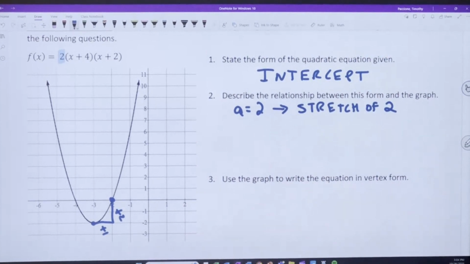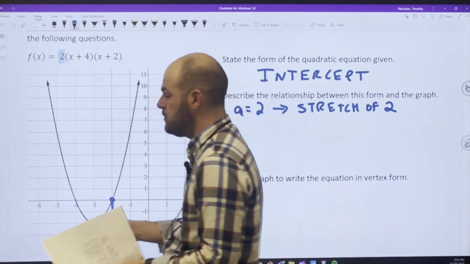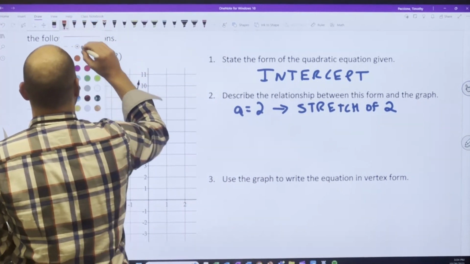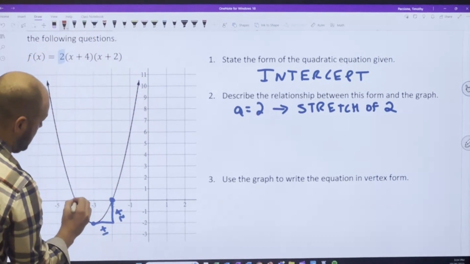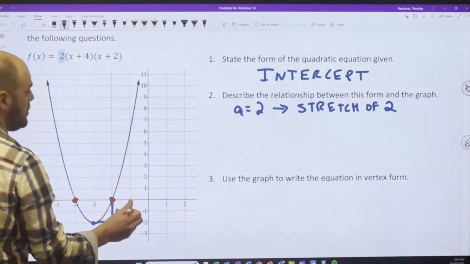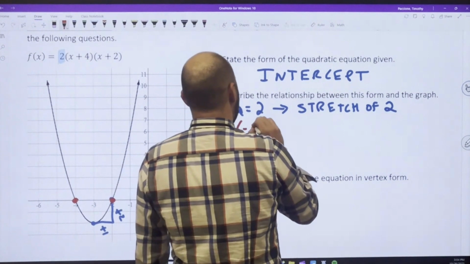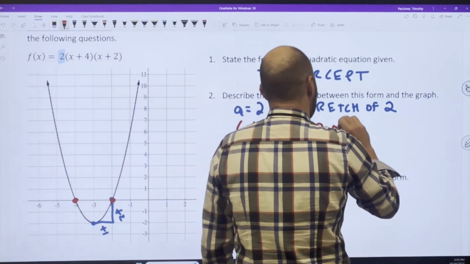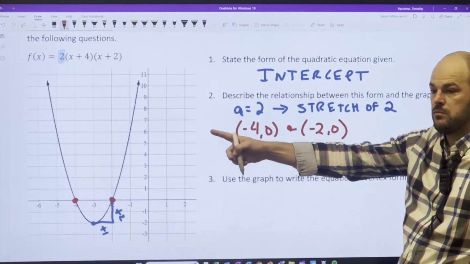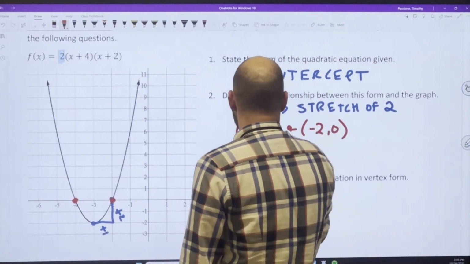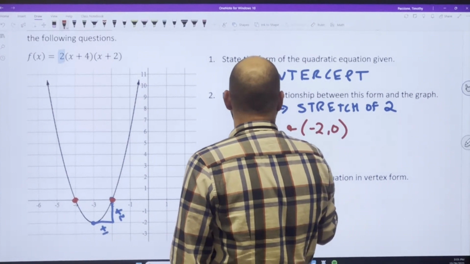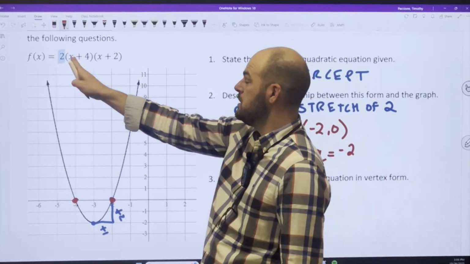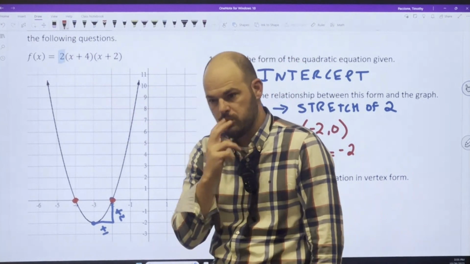What else can we see as a relationship between this graph and the equation? The x-intercepts, which is why it's called intercept form. We have intercepts at -4 and -2, that is, (-4, 0) and (-2, 0). And in our equation, we have a p of -4 and a q of -2, because we flip the sign to get our p and our q.